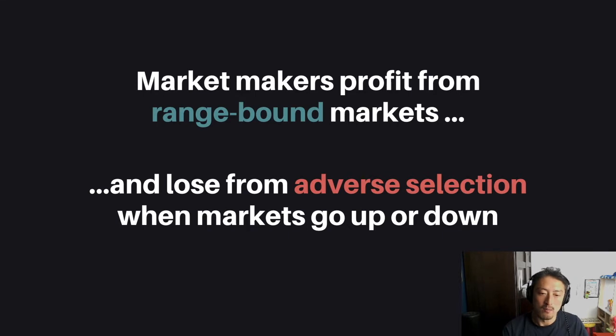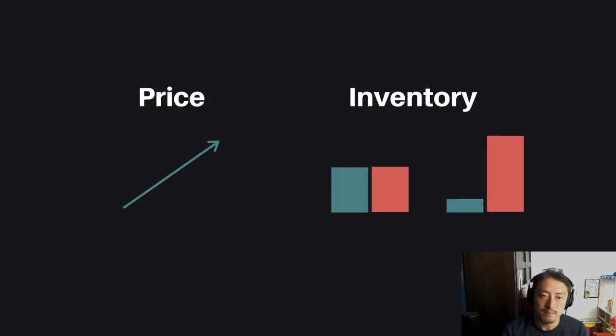And so by corollary, that means that the type of market where you're going to lose money is one where the market goes up a lot or down a lot. And that's due to something called adverse selection, which basically means that people in the market know more than you do, and they are taking advantage of the fact that they have better information. So here's an example of that.